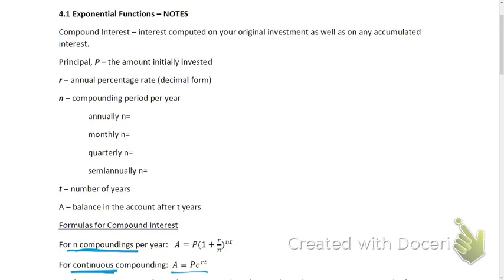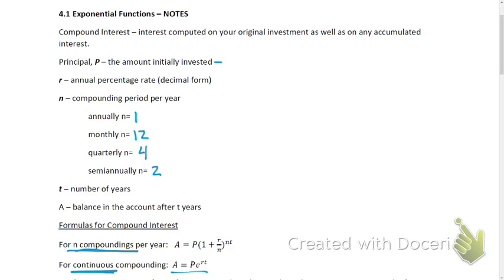The one question that people have is on number of compoundings per year, how do you know what N is? And it's easy to mix that up with T. But N is the number of times a year that it's compounded. So annually is the most simple because that's just once. Monthly would be 12, quarterly would be 4, and semi-annually would be 2. Otherwise, you just plug these in.